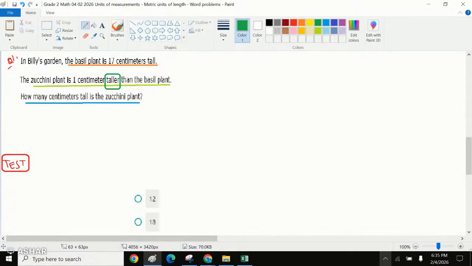So what should be the length of the zucchini plant? No, Valerie, 17 is the basil, right? Let's read the question again. In Billy's garden, the basil plant is 17 centimeters tall, right? What they're saying is the zucchini is 1 centimeter more, right?